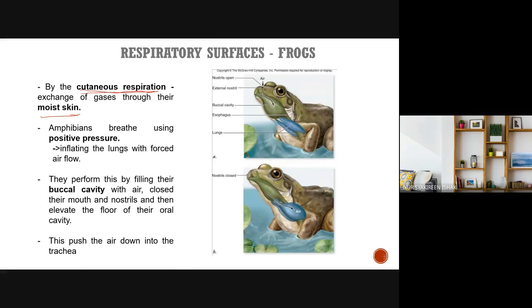Okay, but for this one we are going to look at what it says here: by the cutaneous respiration, exchange of gases occurs through their moist skin. Okay, so the syarat yang kita tengok semalam, for a respiratory surface, it must be moist. Moist allows respiratory gases, oxygen and carbon dioxide, to dissolve before they can diffuse across the respiratory surface, in this case the skin.